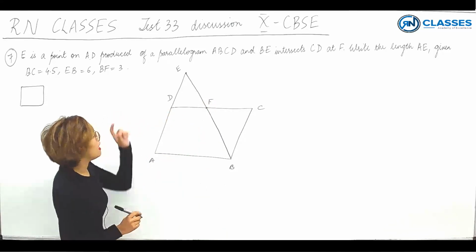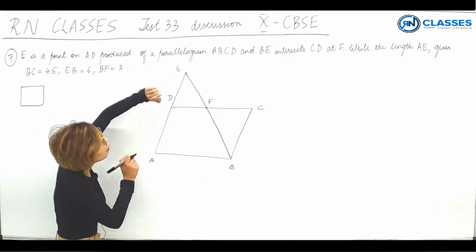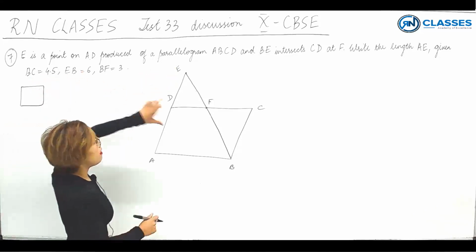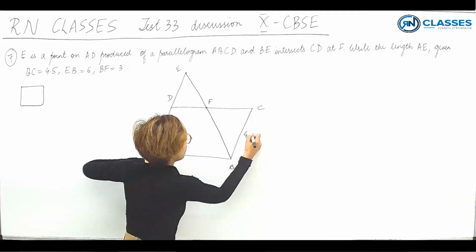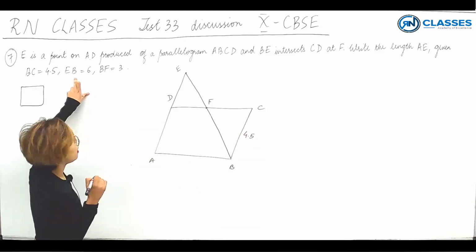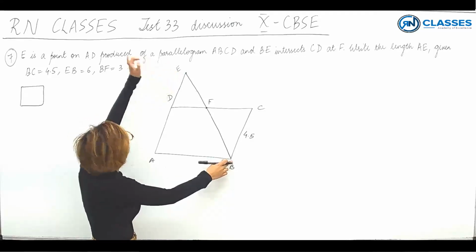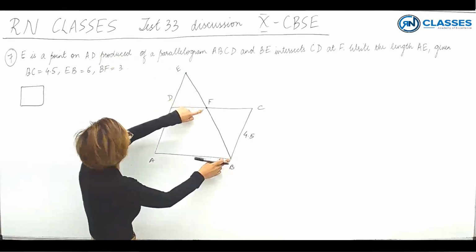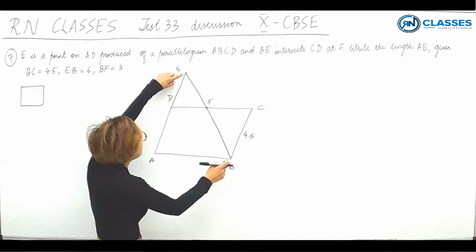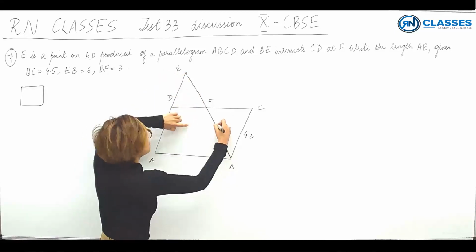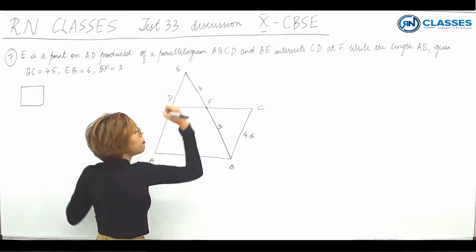Write the length AE. I want this entire length. If BC is 4.5, so this is 4.5. Okay. EB is where? This one. The entire length is 6. And BF is this one, which is 3. Okay. So entire length is 6. This is 3. So that means this is also 3.